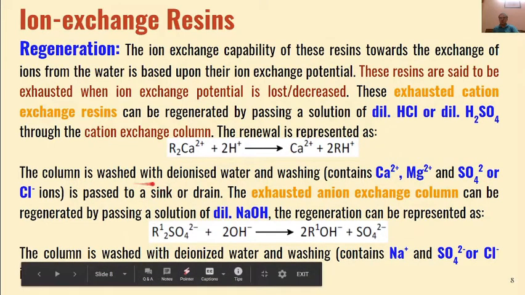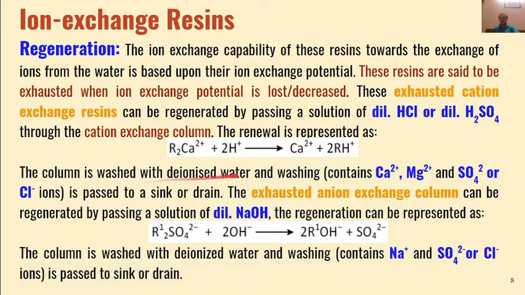Then after this reaction has taken place, the column is washed with deionized water, and the washing contains these calcium ions or magnesium ions, or sulfate ions from sulfuric acid, or chloride ions from HCl. So then the process of regeneration is completed.